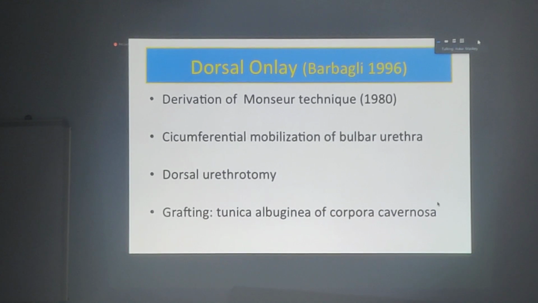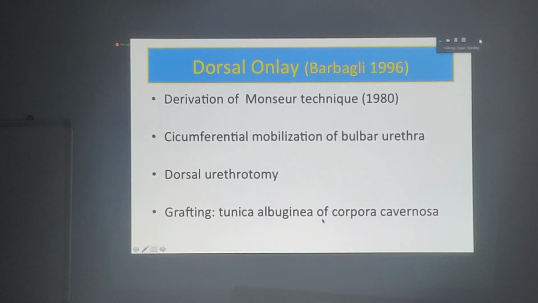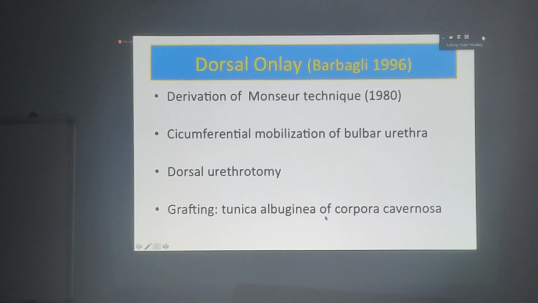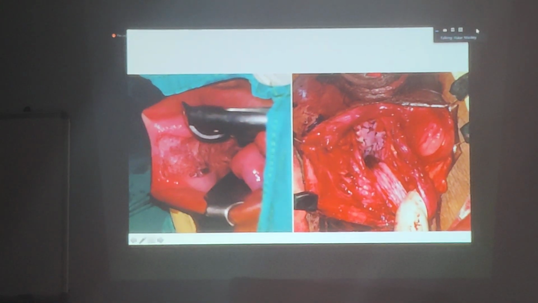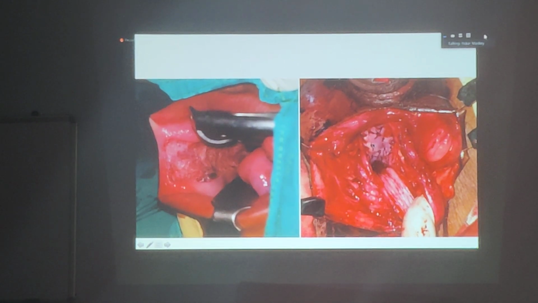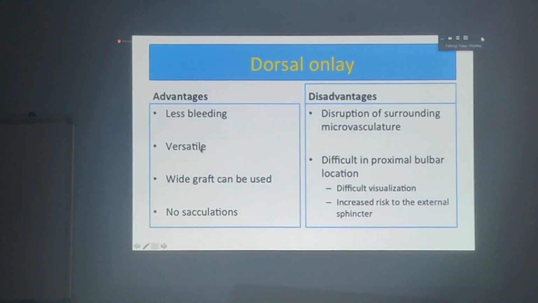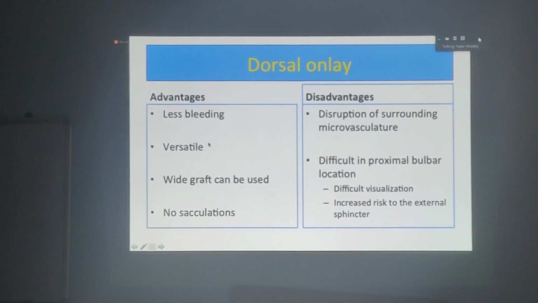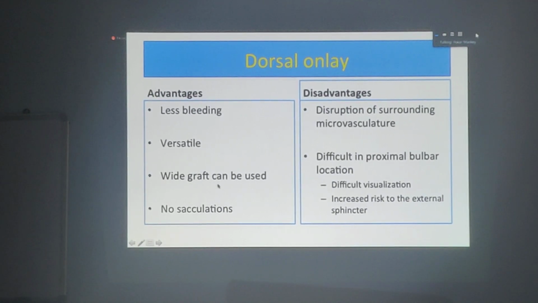Here you have to circumferentially mobilize the bulbar urethra, and we have to graft the oral mucosal graft to the tunica albuginea of the corpus cavernosa. So the graft is taken and patched onto the tunica albuginea of the corpus cavernosa here. The advantage is less bleeding. It is versatile. Versatile meaning you can do it for a longer stricture as well. In fact, this is the surgery which we do for pan-urethral strictures.